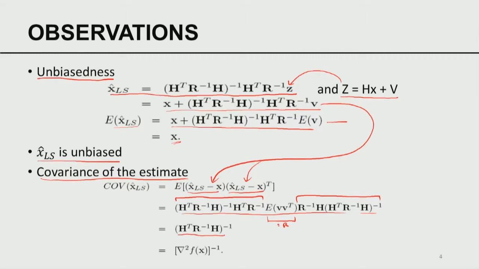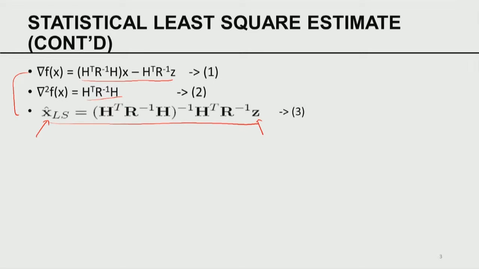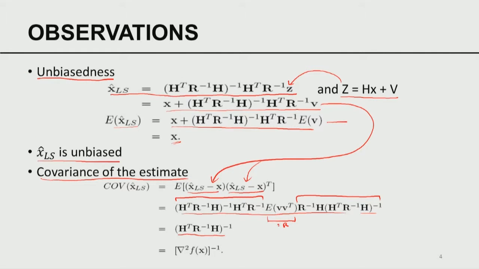Now I would like to go back to the previous slide. If you look at equation 2, the Hessian of f(x) is equal to H transpose R inverse H. Now let us come back in here. The covariance of the estimate is (H transpose R inverse H) inverse. So you can readily see that the covariance of the least square estimate is simply the inverse of the Hessian of the objective function. It is a beautiful property.